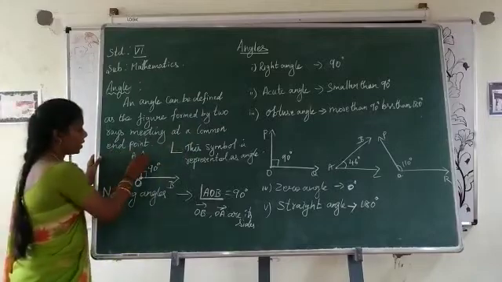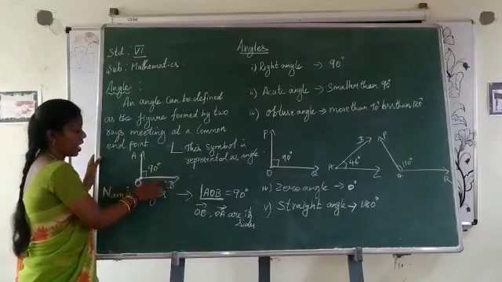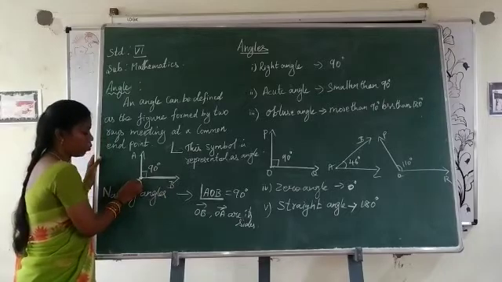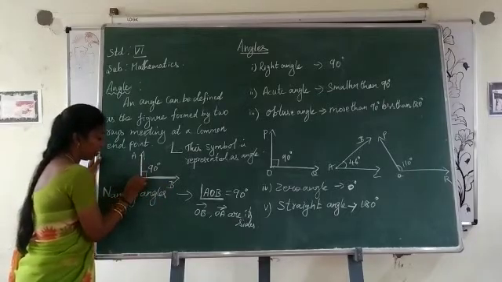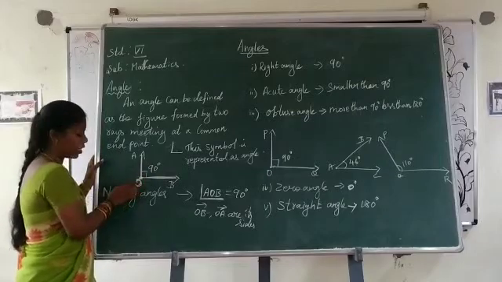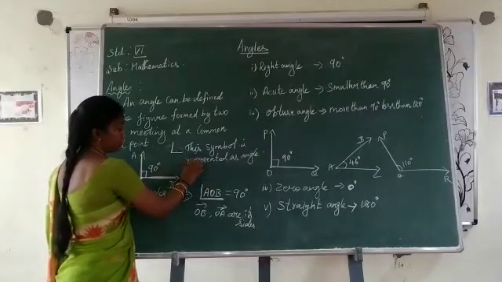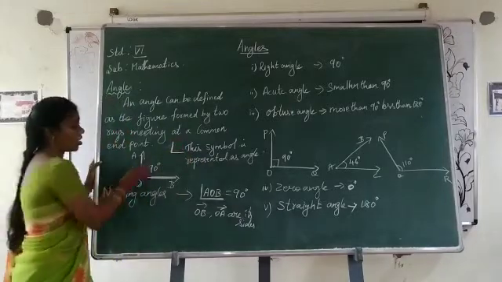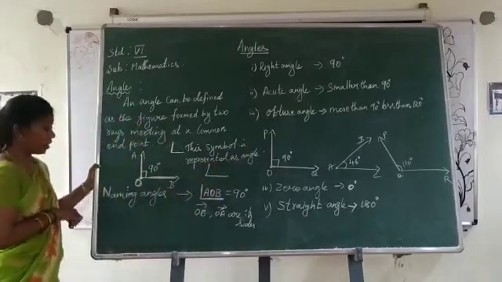Here I am going to tell one example. Consider this angle AOB, two rays meeting at a common point. The two rays OB and OA are meeting at the same common point, that is O. O is 90 degree. This symbol represents an angle. Angle is always represented by this symbol.